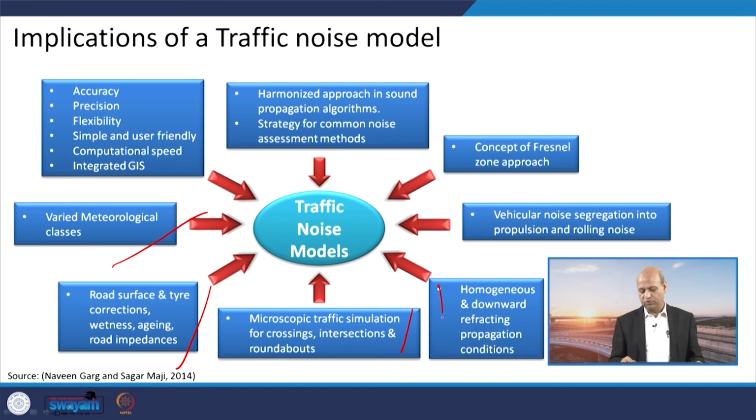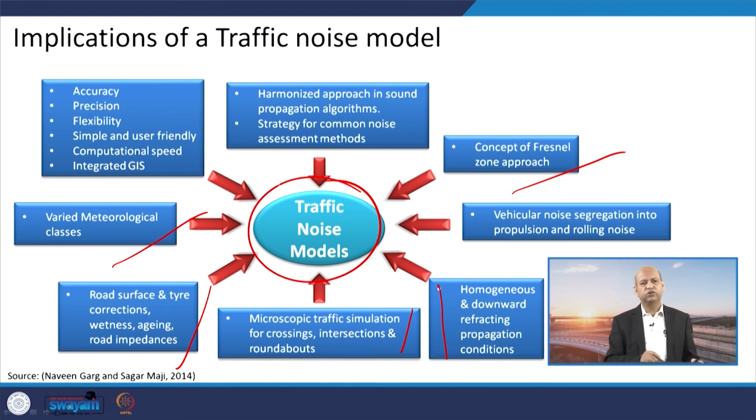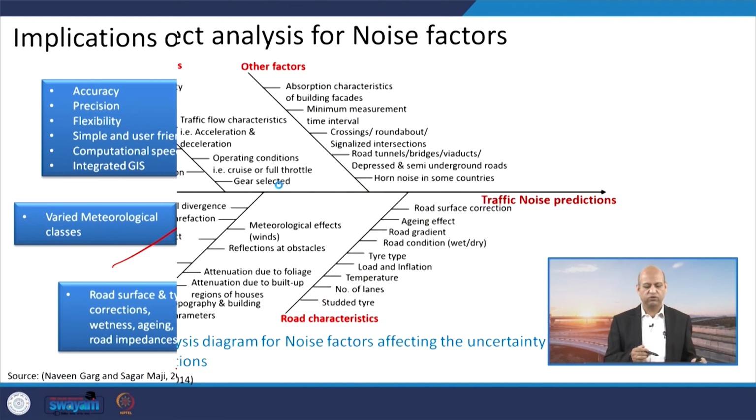And then homogeneous downward refracting propagation conditions, or vehicular noise segregation into propulsion and rolling noise, that should be possible. If you want to concentrate only on the tire related noise, then you can switch off other things in the model. That way you can categorize the sources and concepts, zone related approaches, harmonized approach in sound propagation, algorithm, strategy for common noise assessment methods. All these things must be part of a good traffic noise model.